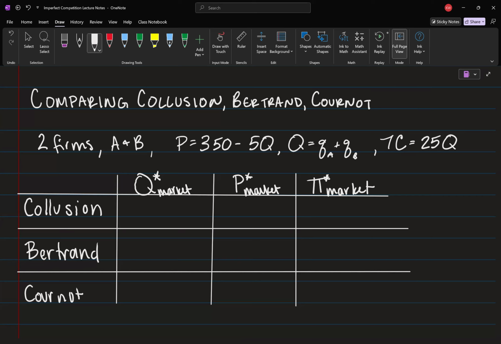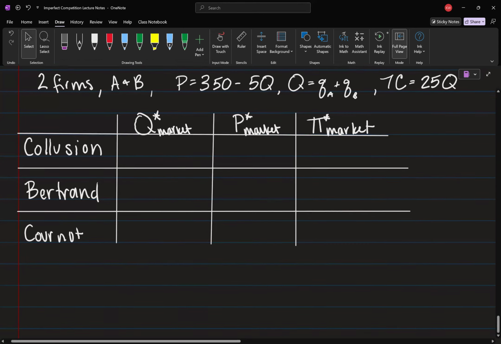Okay, so again, we're going to start with collusion. We're going to find the market output, market price, and profit total in the market. And then we'll turn to Bertrand, find the same values, and then lastly Cournot and find the same values. All right. So starting with collusion.